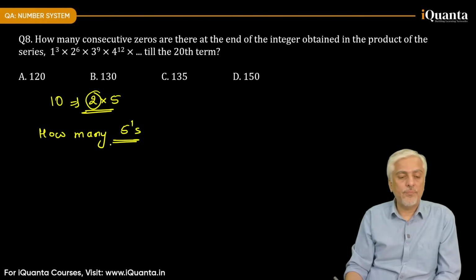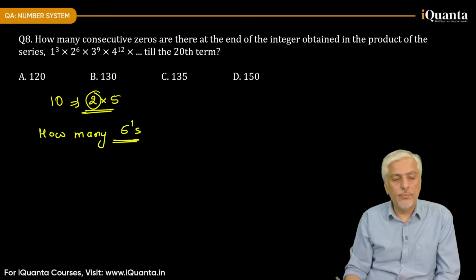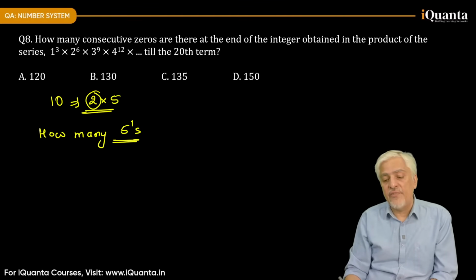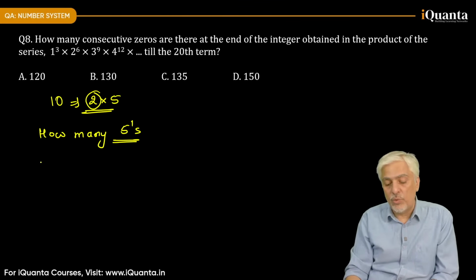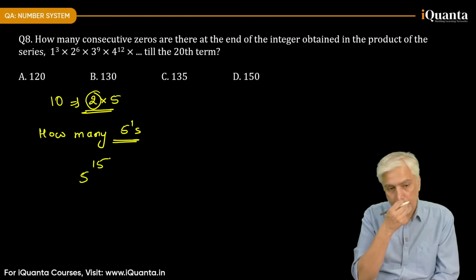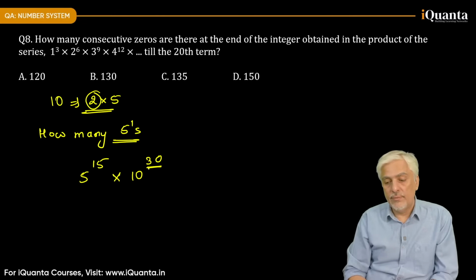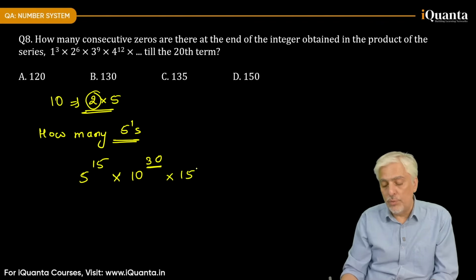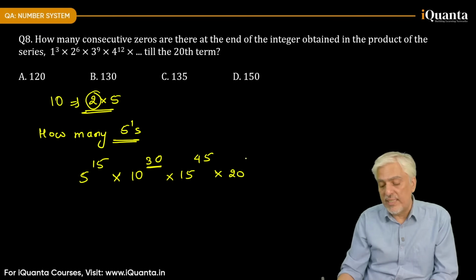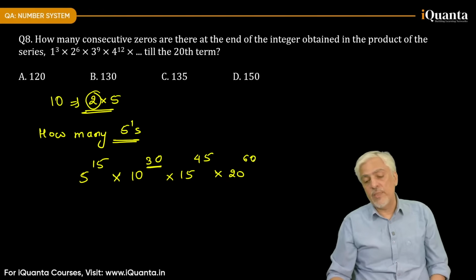Okay? So, when will the first time 5 come? Look at the power. The powers are 3, 6, 9, 12. So, पहली बार 5 आएगा 5 raised to 15 में. Next time 5 आएगा 10 raised to 30 में. Think a little bit and tell me whether you understood how I got 30. Then 15 raised to 45 में. And then 20 raised to 60 में. All these places will get a 5.